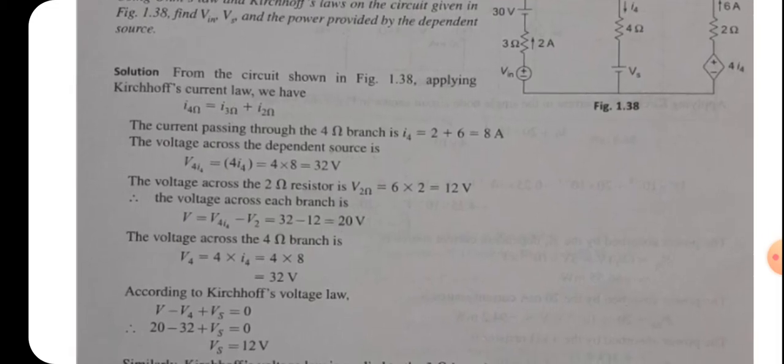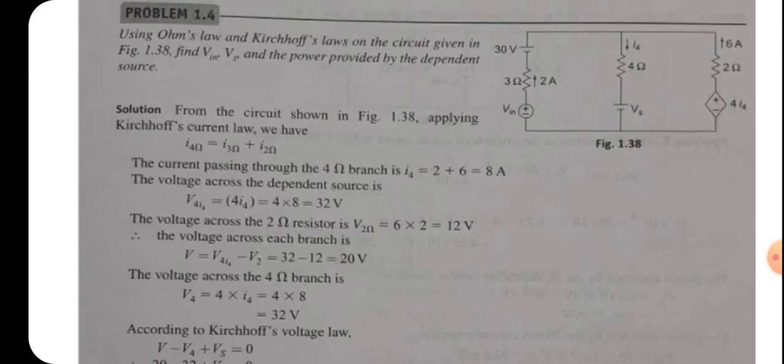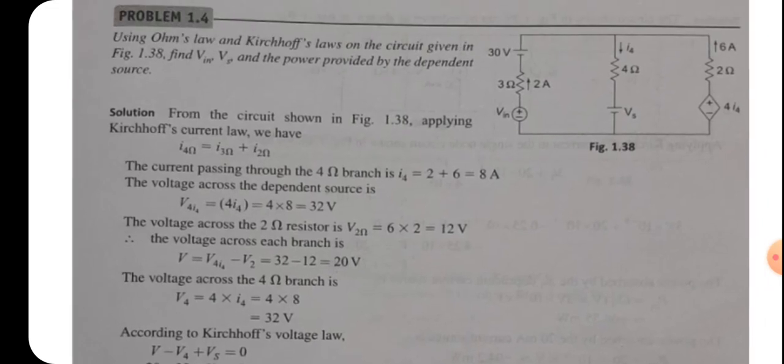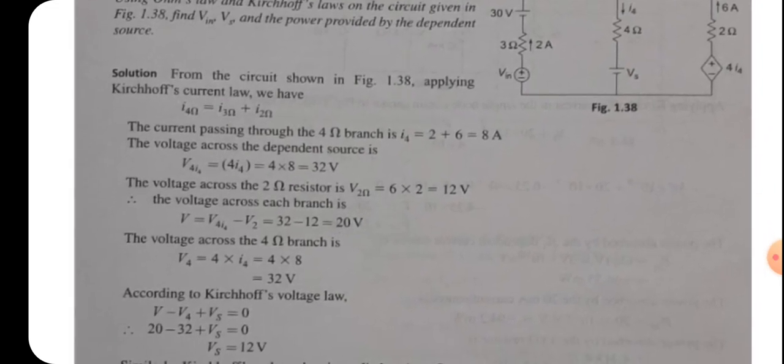Vs is the voltage that you are asked to find out. It is not given, and V4 we have found out, and V also we have found out. So we can substitute for V and V4, that is V is equal to 20 volt and V4 is equal to 32 volt. Therefore V minus V4 plus Vs is equal to 0. V is equal to 20, that is the branch voltage we have found out, and V4 is equal to 32.